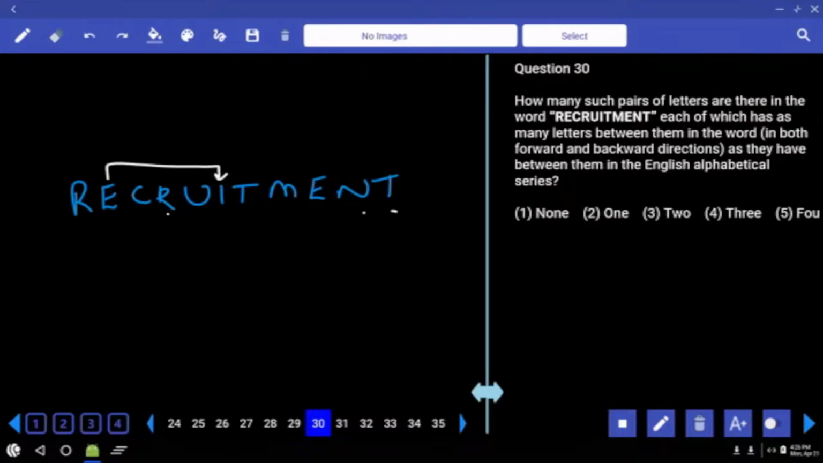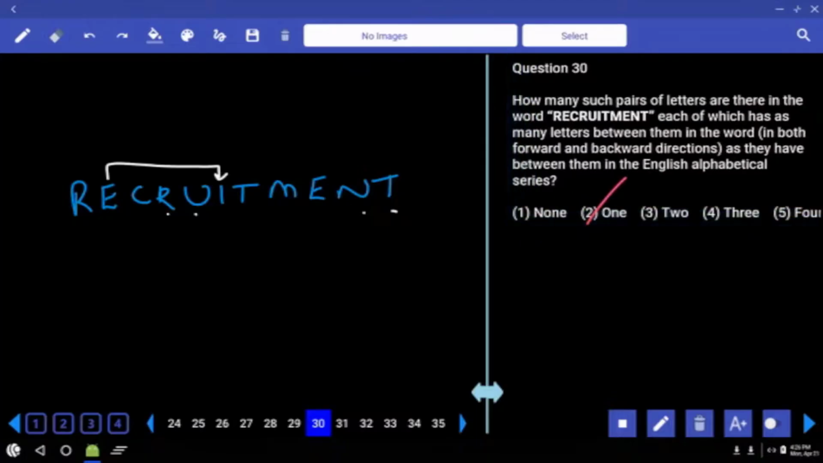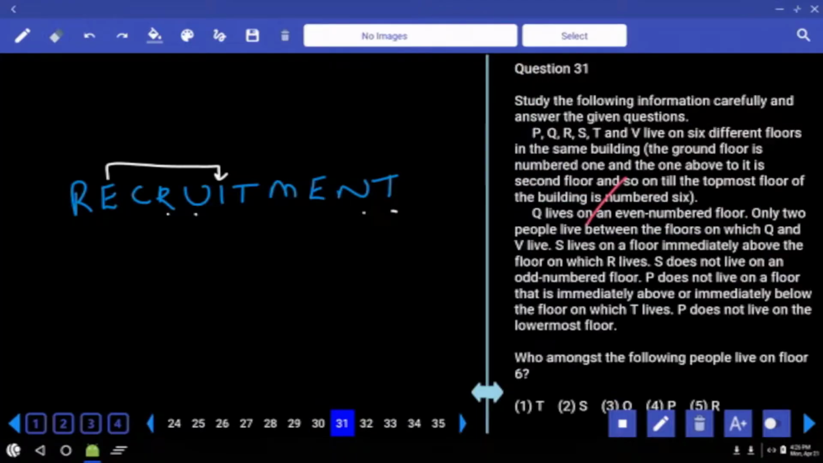N, O, P, Q, R, S, T, S, T, U, V, W. E, F, G, H, I, J, K, L, M. M, N, O, P, Q, R, S, T. And T, I, J, K, L, M, N. U, R. That's it. How many are there? There is only one, so question 30 is that choice. Then 31 onwards.